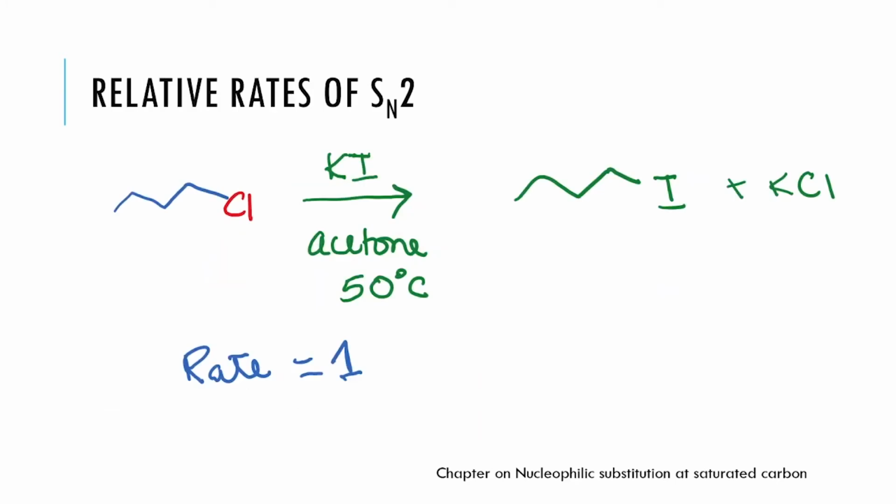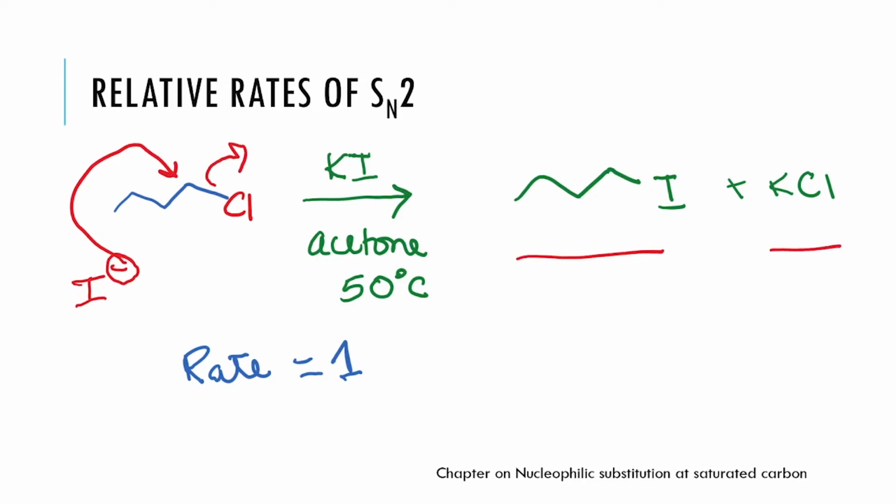So we do a simple experiment. We take this chloride and react it with potassium iodide in acetone. The temperature is maintained at 50 degrees centigrade. You all know that potassium iodide is a source of I minus. So you can expect that I minus would attack over here and kick out chloride. The product you would get is this iodide here and KCl. So this is perfectly fine.